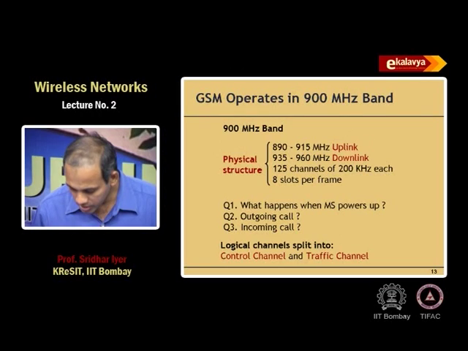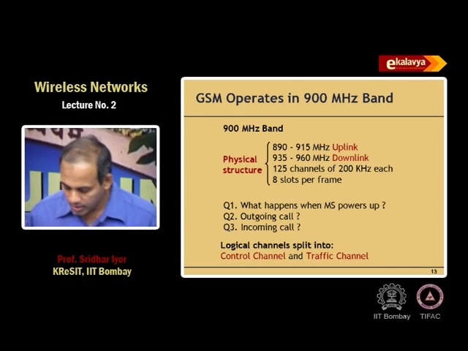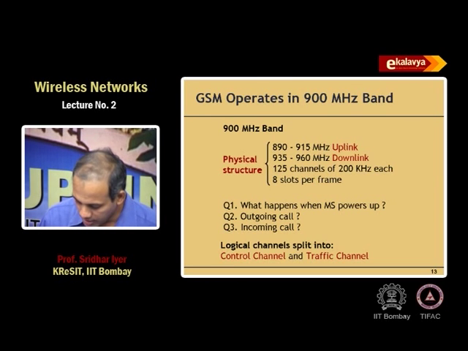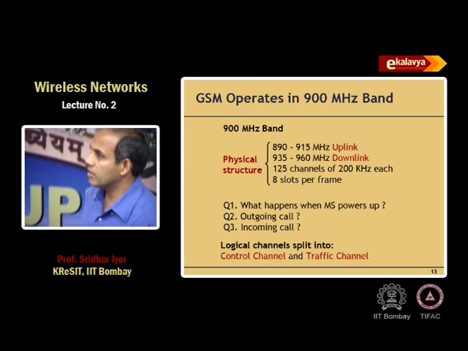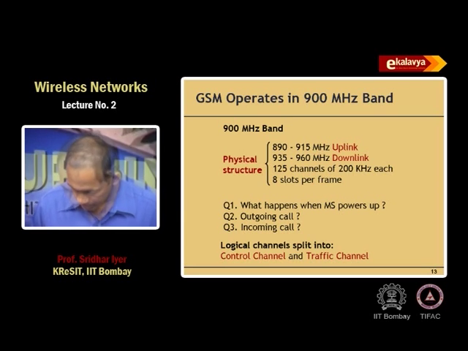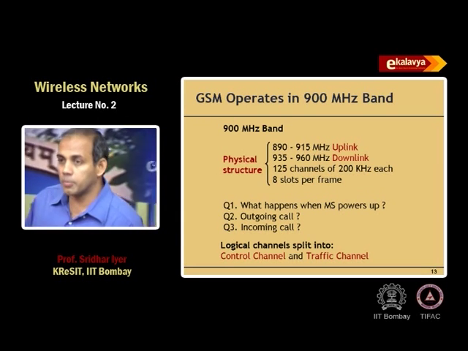So, just to quickly recap, GSM operates in the 900 megahertz band, right. So, we know that, which is basically 890 to 915 megahertz, and this is the uplink, and 935 to 960 megahertz downlink, right. We have seen that it has 125 channels, 200 kilohertz. This is what is called the physical structure of your GSM system.